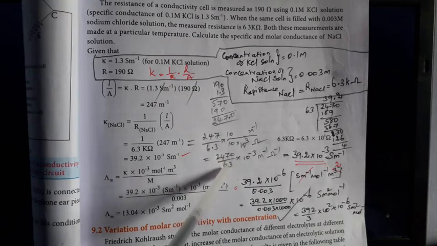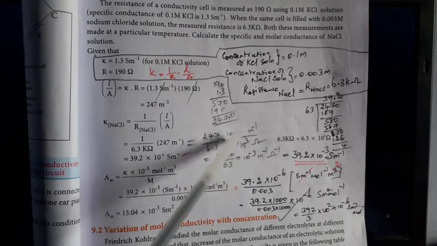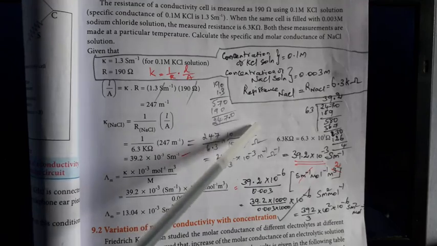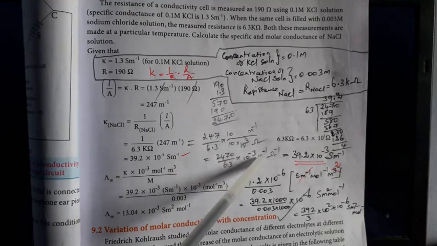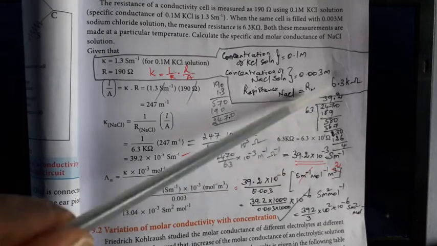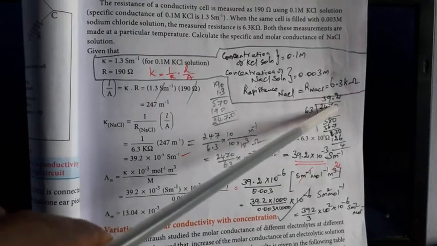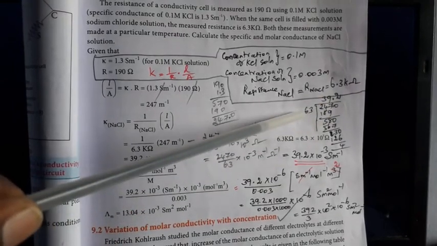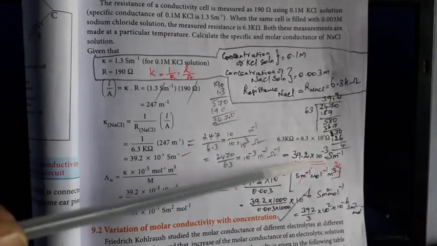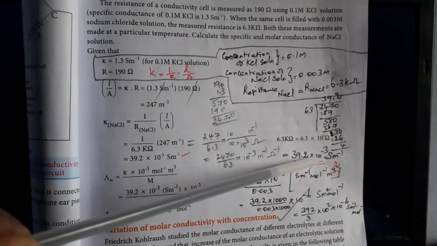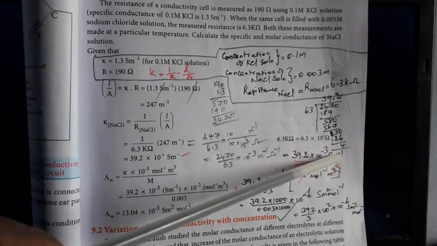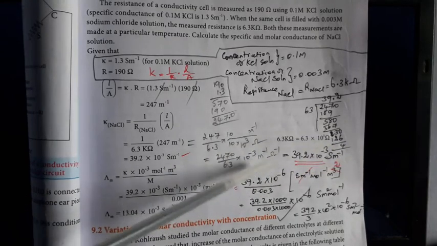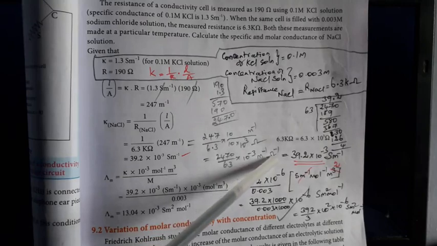So the value is 2470 divided by 63 into 10 to the power of minus 3, with the 10 cubed brought to the numerator, so minus 3, in S per meter. So I divide 2470 divided by 63 by this method. Okay, 39.2 into 10 to the power of minus 3 S m power minus 1. Understand? The ohm per 1 is changed to S.